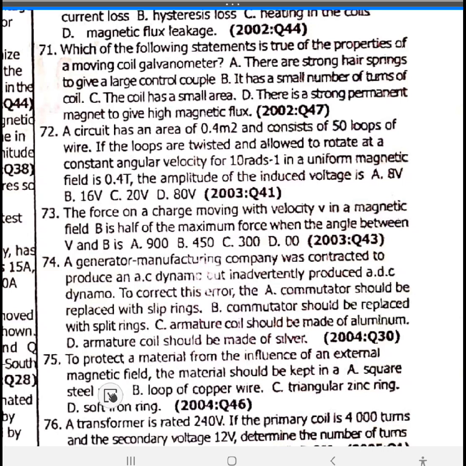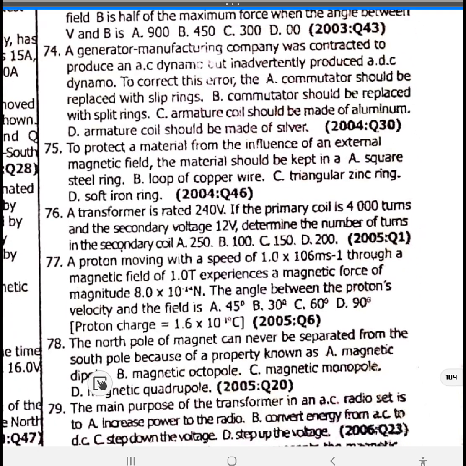75. To protect a material from the influence of an external magnetic field, the material should be kept within the soft iron ring. This is called magnetic screening. You place it within the soft iron ring.